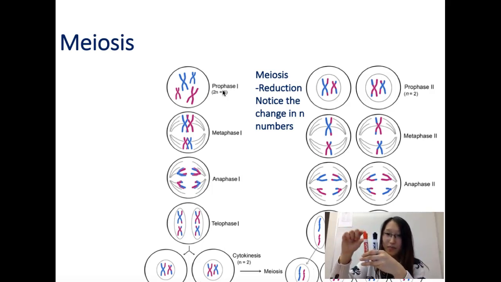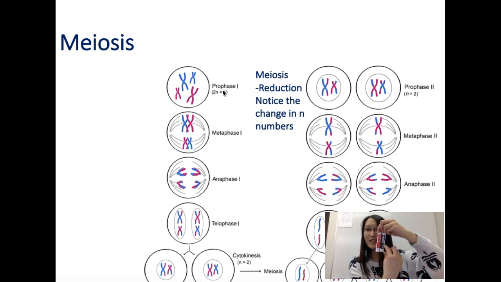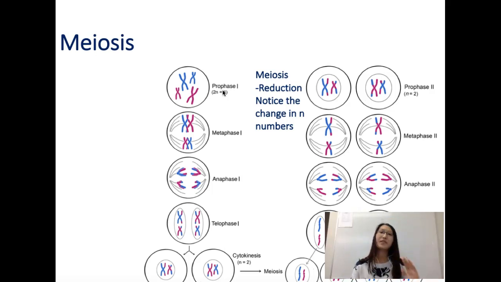So if this is eye color right here, this is eye color right here. This is hair color, this is hair color. If this is your, what else has a color? Your skin color. This should be skin color right here as well. Okay, so that's homologous chromosome.